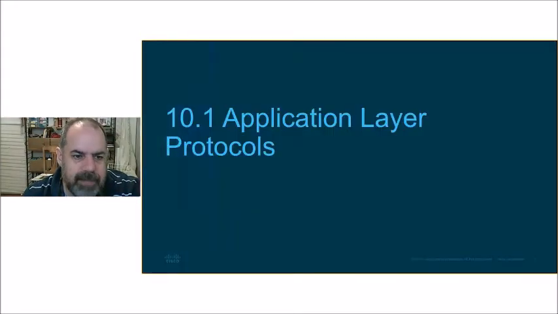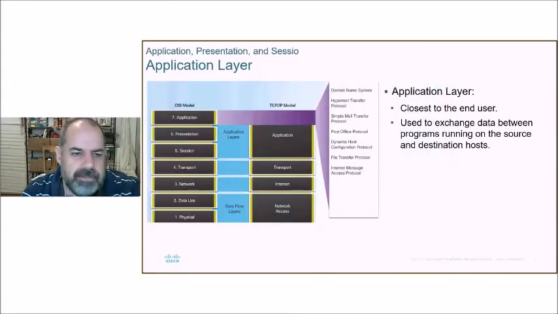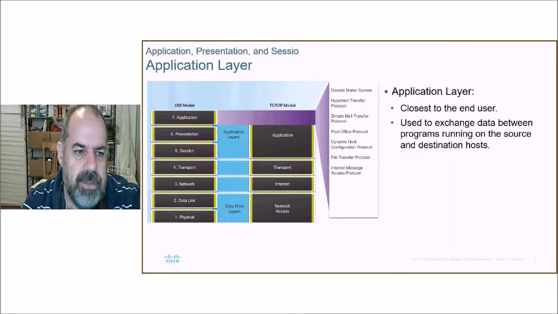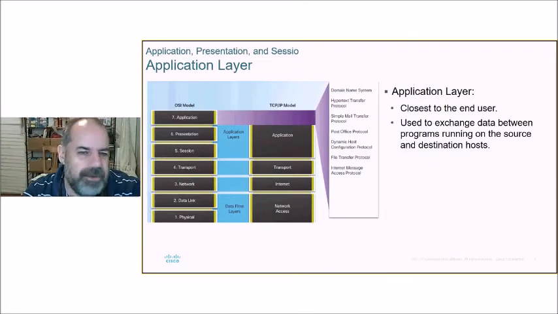Application layer protocols. If you're talking about the OSI model, it's only the top third of the TCP one, but basically we're going to talk about the TCP model because that's the one that's in use. It's closest to the end user, used to exchange data between programs running on the source and destination hosts, whatever that data may be.